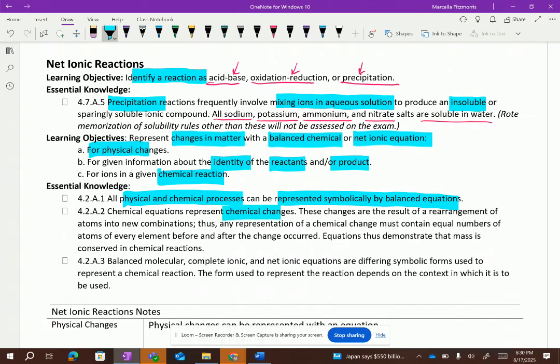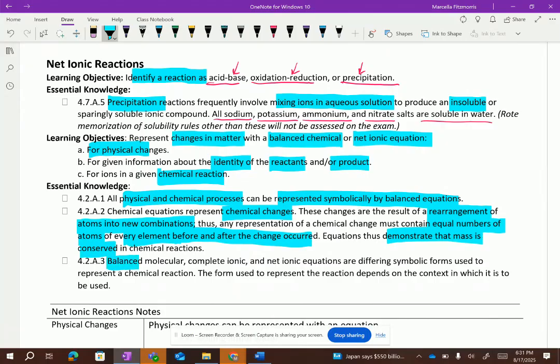Chemical reactions can show chemical changes. Chemical changes always deal with a rearrangement of atoms into new combinations. So, since they're just a rearrangement, both sides of the equation have to have an equal number of atoms of every element before and after the change occurred. This demonstrates that mass is conserved, so conservation of mass.